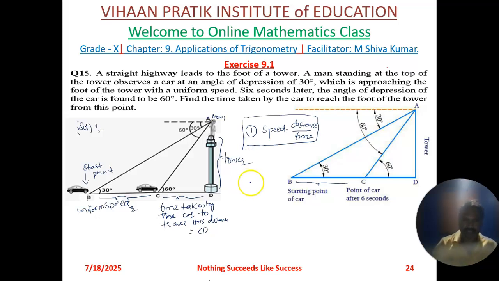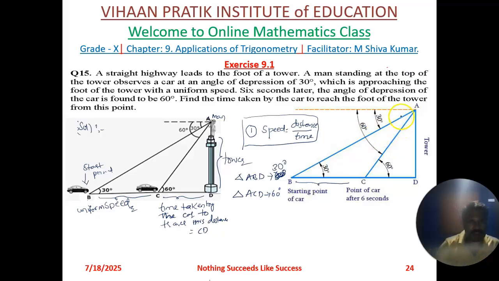Again here we have two triangles. One is triangle ABD with angle of depression 30 degrees. I'll write it as 30 degrees. Then we have triangle ACD with angle of depression 60 degrees.